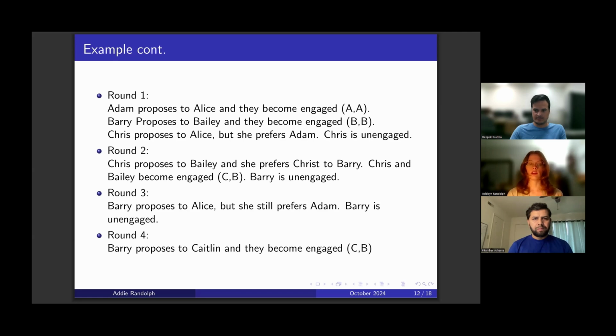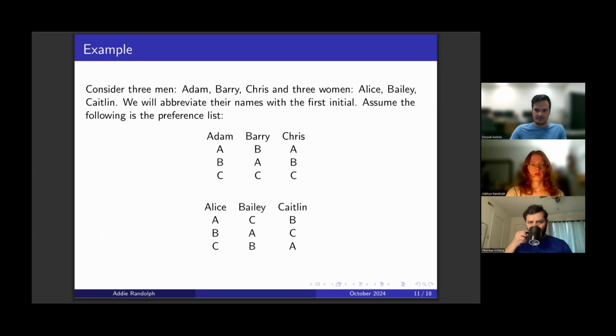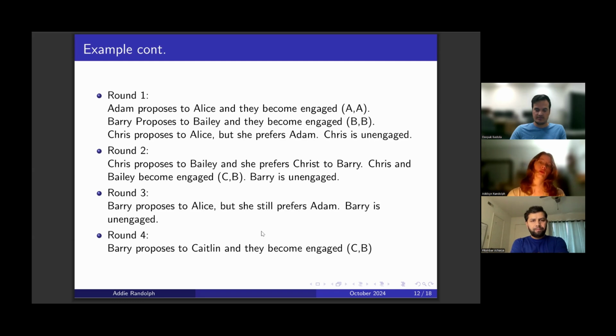So now we go to round 2. Chris is the only unengaged one, so he's going to go to the next person on his list, which is Bailey. So he proposes to Bailey. Remember, Bailey was proposed to by Barry. Now Chris is proposing to her, and she actually prefers Chris. So she's going to become engaged to Chris, and now Barry is unengaged. So we go back, and now Barry is the only unengaged one. He proposes to Alice, but she still prefers Adam. That's her highest pick, so she rejects Barry. So now Barry is still unengaged. So finally, Barry proposes to the last one on his list, which is Caitlin, and then they become engaged.